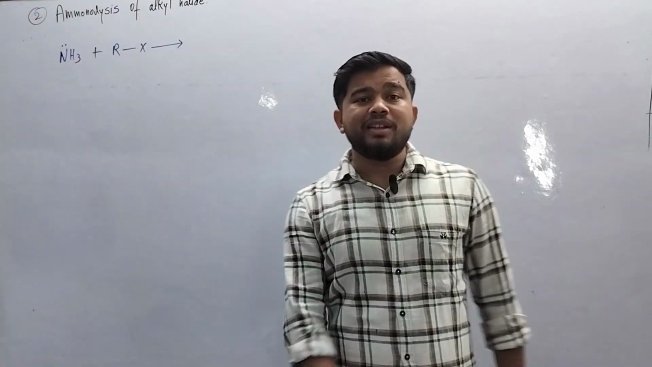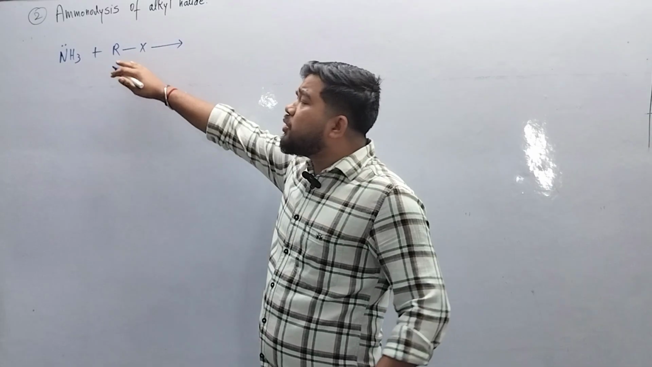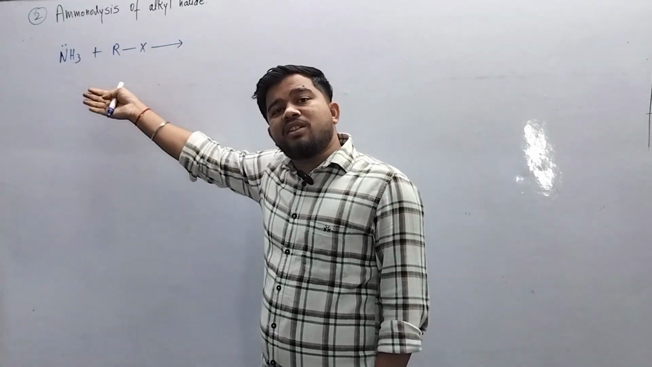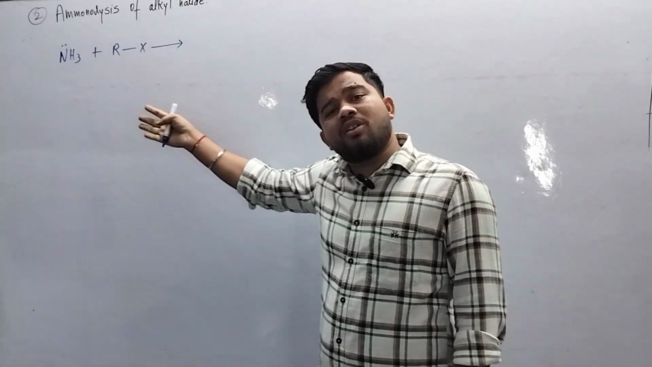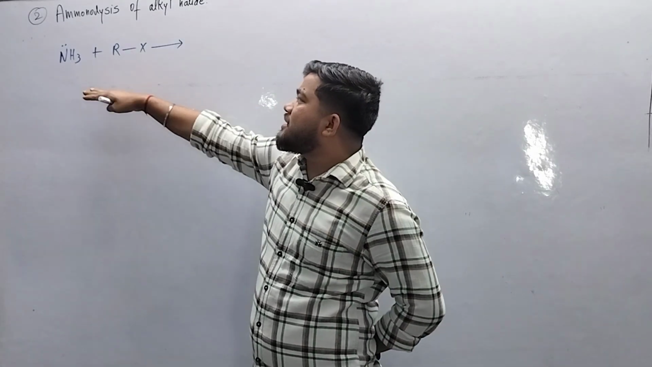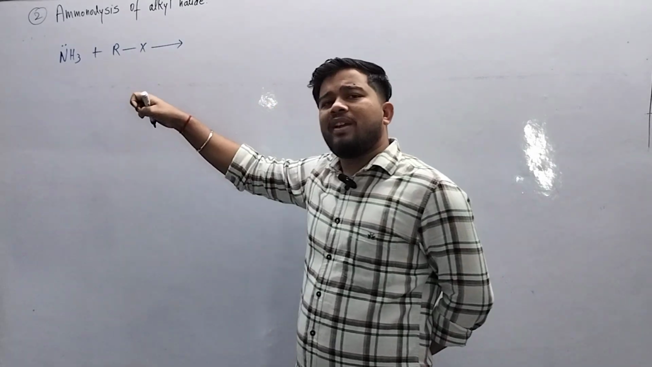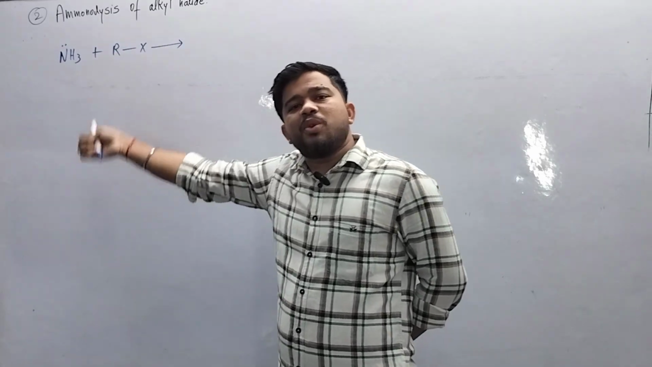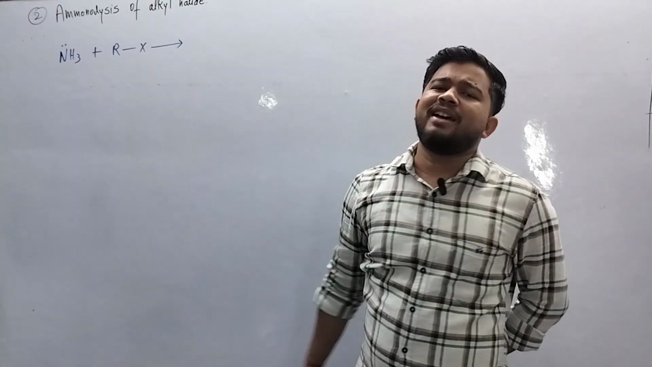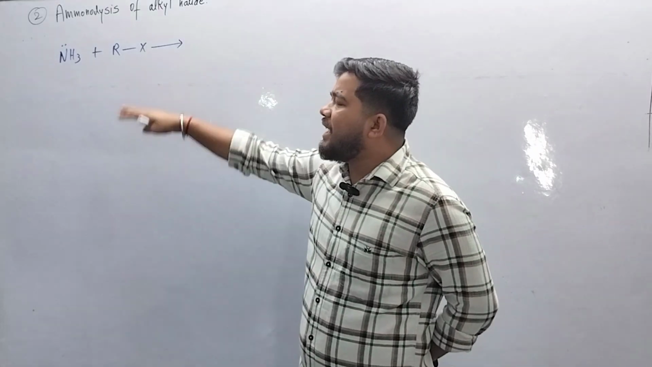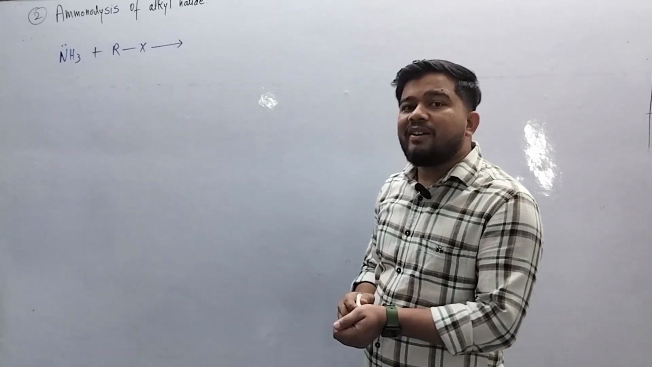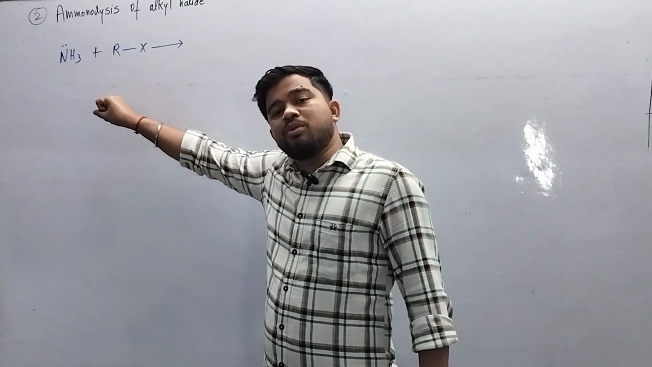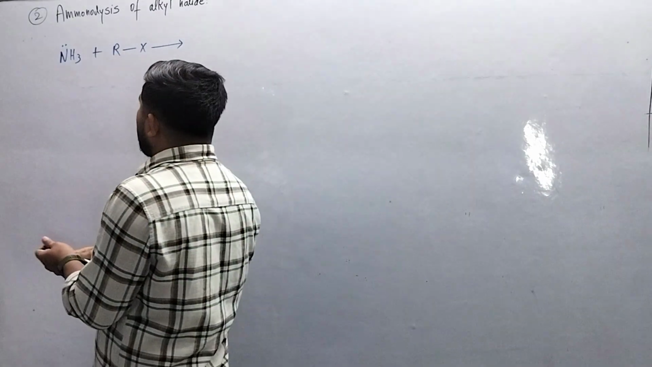At first, ammonia is reacted with alkyl halide. That means ammonolysis stands for the reaction of ammonia in the presence of alkyl halide. In this reaction, we will take alkyl halide in excess. In the first step, the reaction will be SN2.